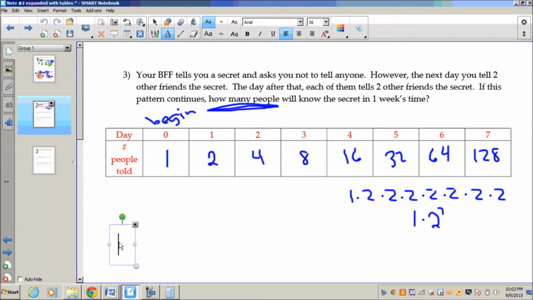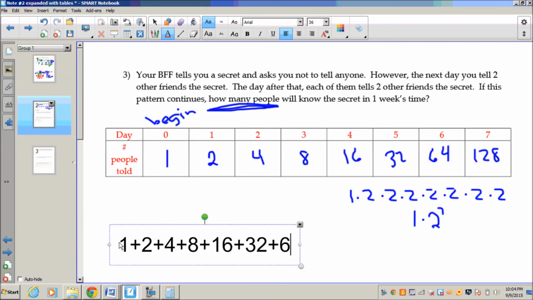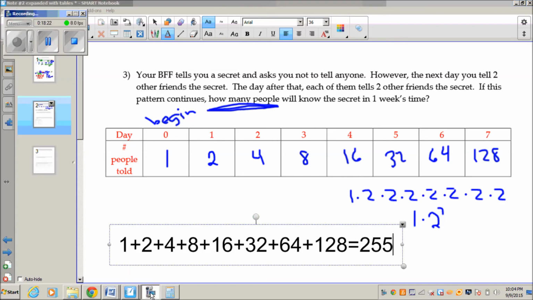So 1, plus the 2 people you told, plus the 4 people on day 2, plus the 8 people on day 3, plus 16, plus 32, plus 64, plus 128. So in all, a total of 255 people know about the secret after a week's time, which is quite a few people.